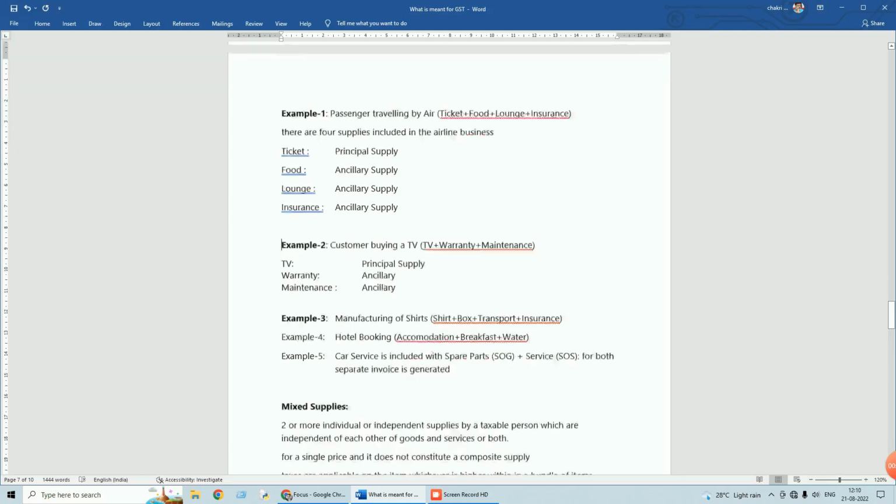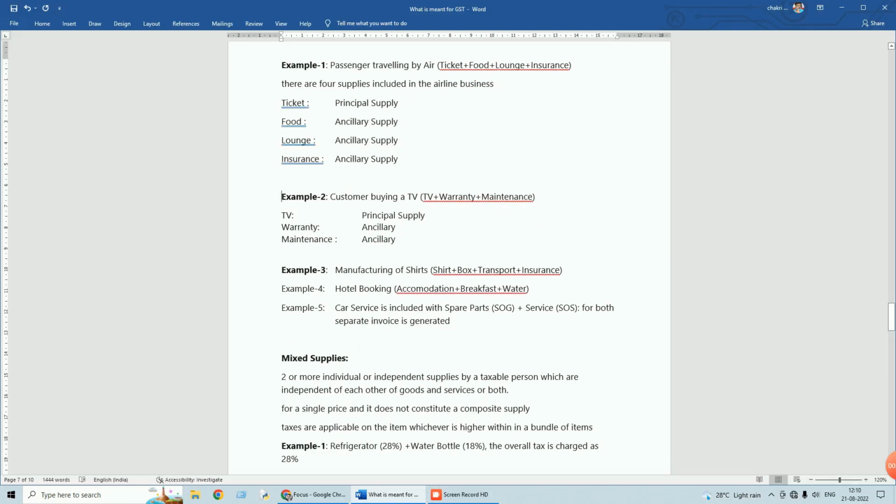One more example is manufacturing of sheds. Here I have a shed and a box. After manufacturing, I have to send these goods through some transportation and I have to insure those goods. Now what is the main item here? Sheds are my main item. Box, transportation and insurance I am treating as ancillary. So I will charge any taxes only on the shed.